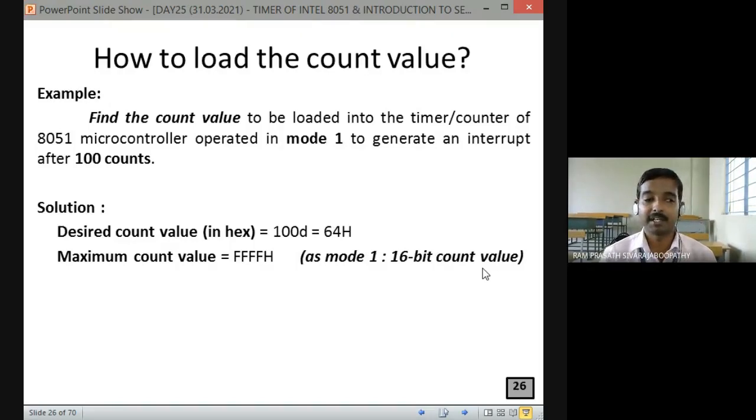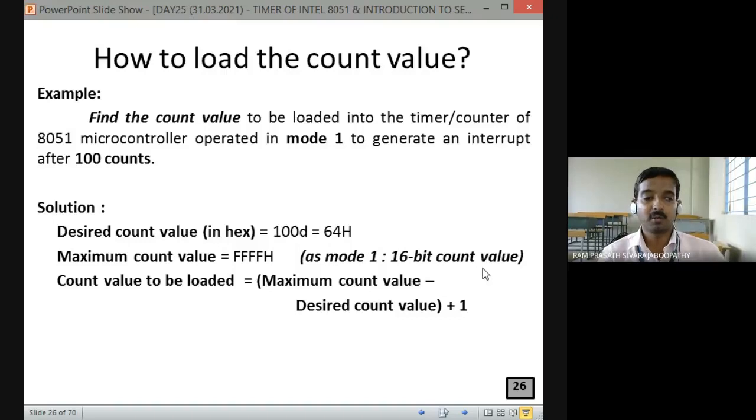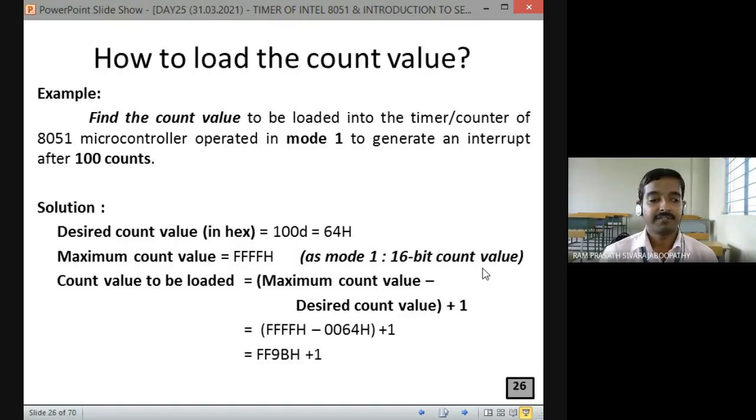Okay, coming to the point. இப்ப எனக்கு count to be loaded அப்படின்னா என்ன சொன்னோம்? Maximum count value minus desired count value plus 1. பண்ணா என்ன கிடைக்குது பாருங்க? FF minus 0064 plus 1. So we will be going to have FF9B plus 1, FF9C. In the particular count value, TL0 la enna load pannuven. What I have to load in TL0 now? Lower byte la enna load pannuvom?